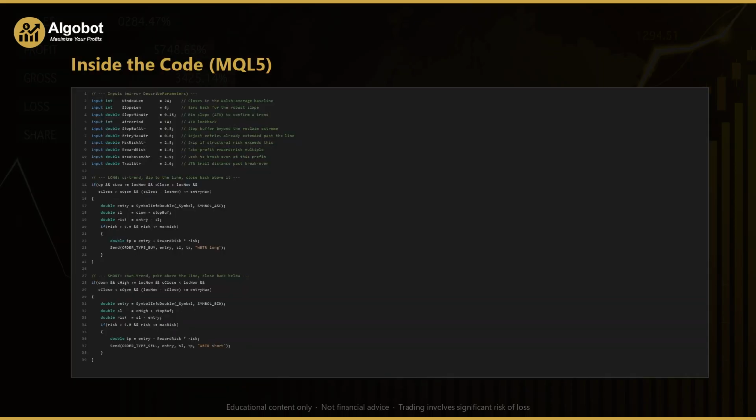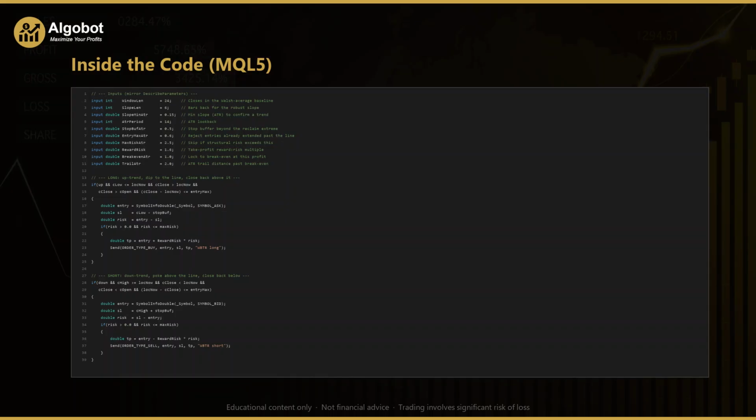Let's read the actual MetaQuotes code the expert advisor runs. At the top are the inputs. WindowLen sets how many closes build the Walsh baseline, defaulting to 24. SlopeLen and SlopeMinAtr define the trend filter, how far back the slope is measured and how steep it must be in ATR units. ATR period drives the volatility unit used for thresholds, stops, and the trail. Stop buff ATR, entry max ATR, and max risk ATR shape the entry and its risk, while reward risk, break-even ATR, and trail ATR govern the exits.